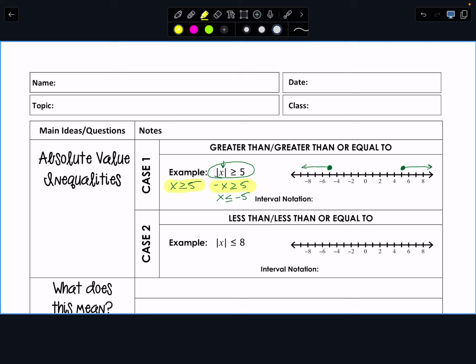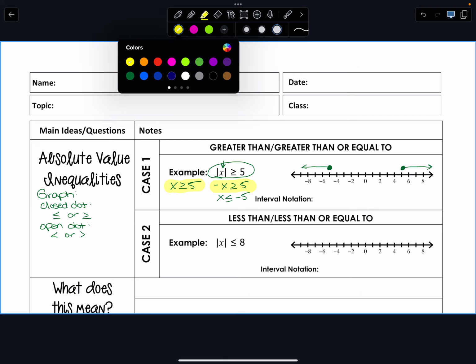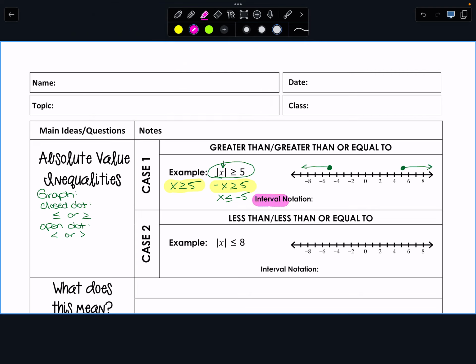So a couple things to remember regarding graphing. When I graph, a closed dot is for less than or equal to or greater than or equal to. An open dot is for strictly less than or strictly greater than. Now there's another thing that I want you to do, which is write in interval notation, which we'll do in just a second. Do you have any questions so far about graphing these?